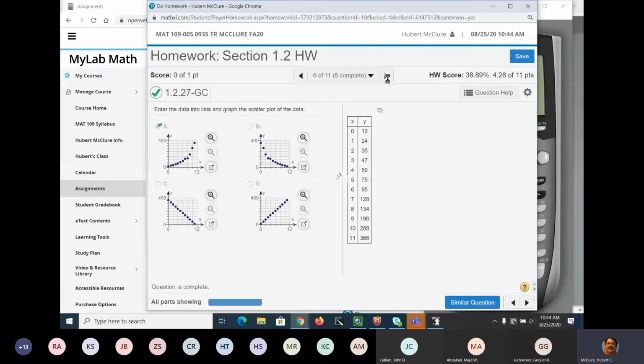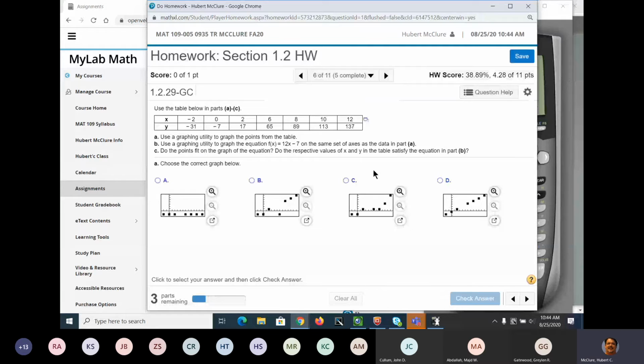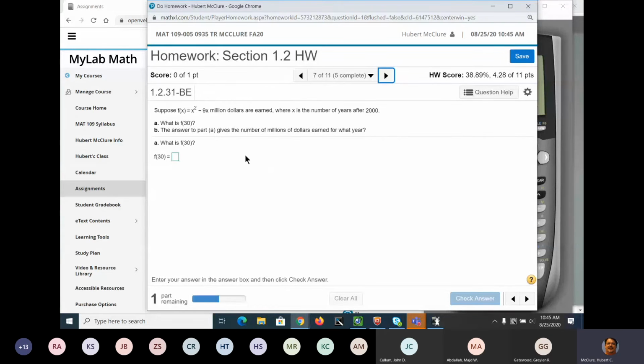Here's another one that you can do in your calculator. I'm going to let you do that one. Suppose f of x is equal to x squared minus 9x in millions of dollars earned, where x is the number of years after 2000. And then plug in 30, which after the year 2000 would be 2030. What is f of 30? Well, we just said that would be 2030.